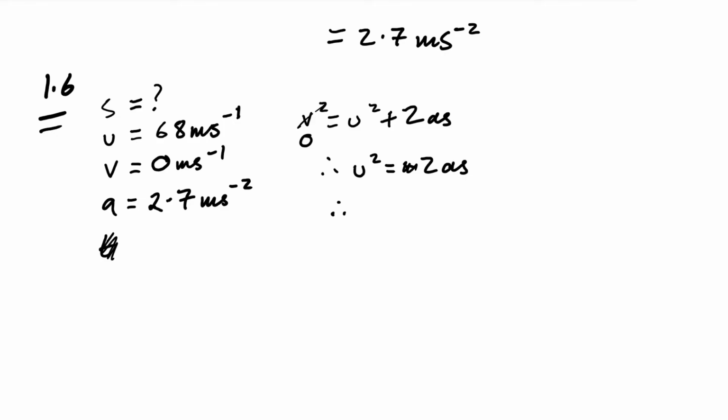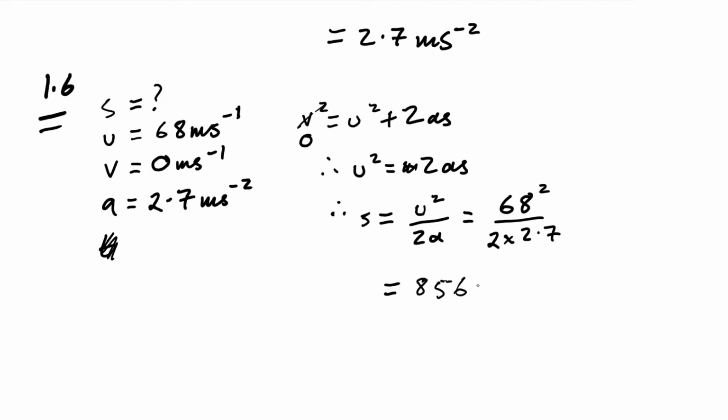We're looking for distance, therefore s is going to be equal to u squared divided by 2 lots of the acceleration. So that is 68 squared divided by 2 times 2.7. And I end up with a number of 856 point something. But again, we've been given our data to 2 sig figs, so we're just going to round that to 860 meters.